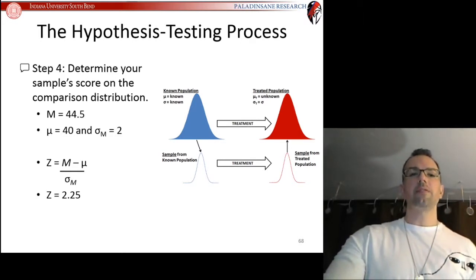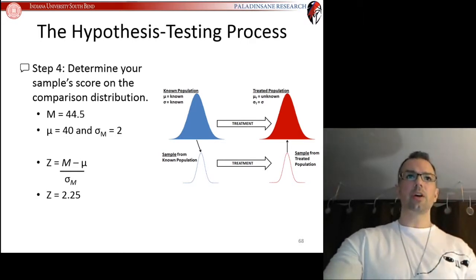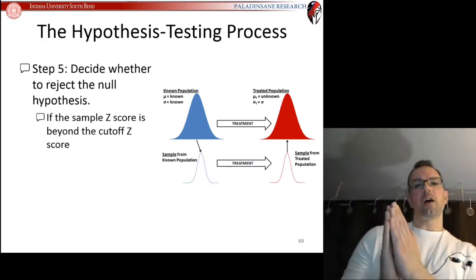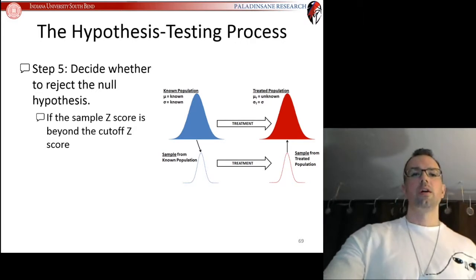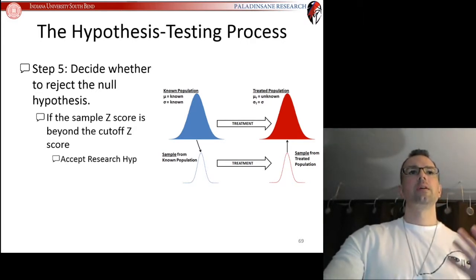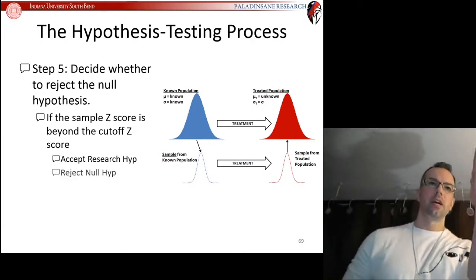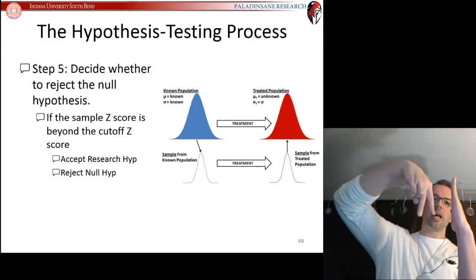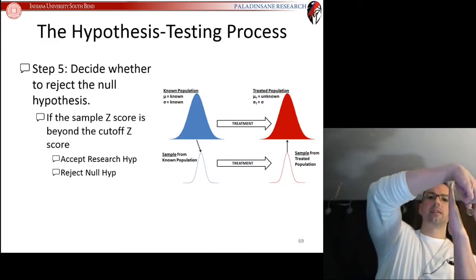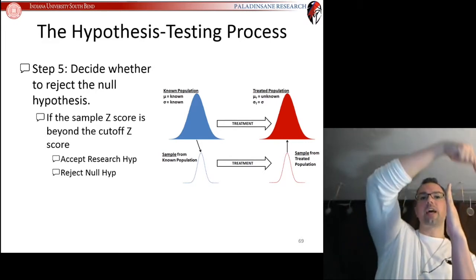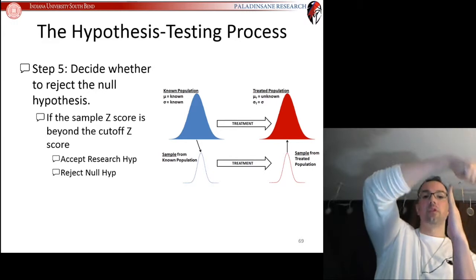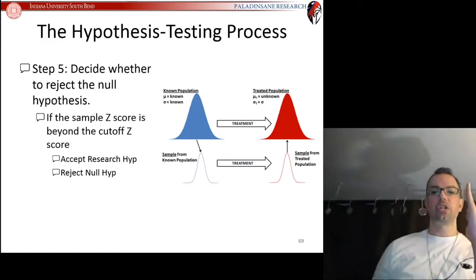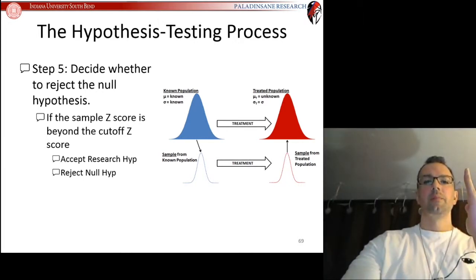So then finally, we have to make our decision. We go to step 5, and now, if the sample z-score is beyond the cutoff z-score, we're going to accept the research hypothesis, and we're going to reject the null hypothesis. So if this is your cutoff, and the z-score for our sample has walked past that cutoff score, we're going to say, haha, you've crossed that line, you've gone beyond the cutoff score, we're going to accept the research hypothesis, we're going to reject the null hypothesis.